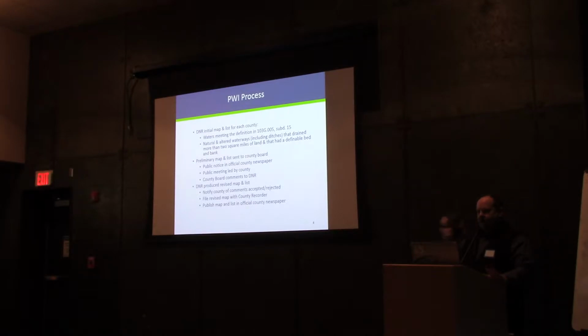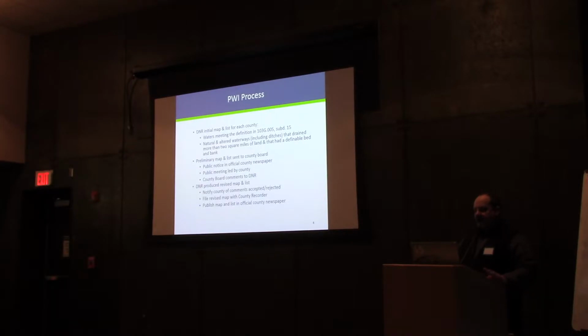So the process: there was a public notice in the county paper, and then there was a public meeting run by the county, and then the county board would submit comments to the DNR. And basically, at this point, the definition of a public water was always the basis of evaluating any comment. So a lot of the comments at that point, it was basically if the county said this wetland doesn't meet the definition of a public water, we would review it, and if we agreed, then we would take it off. If we didn't agree, then we would leave it on.